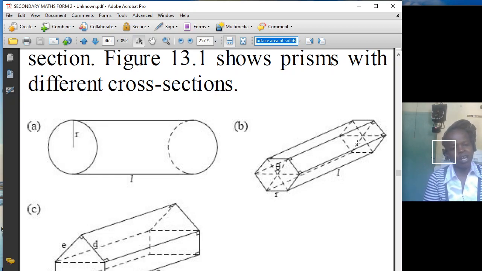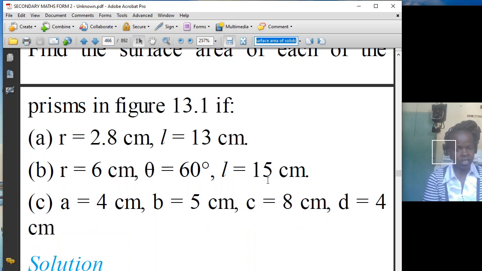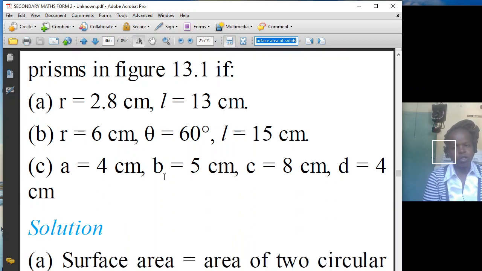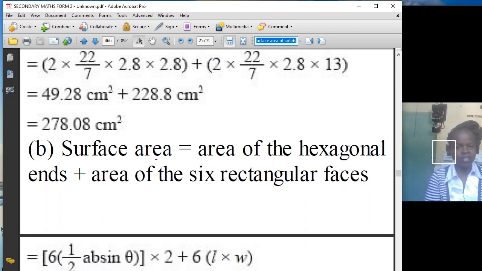Then for the rectangular faces, sorry, not triangular, hizi ziko hapa. There are 6 of them. If you can count with the number of sides, there are 6. So this side is measuring 6. The other one is measuring, we were given that it is measuring 15. So it will be 6 by 15. So if you can go to the working, how do we find that surface area?